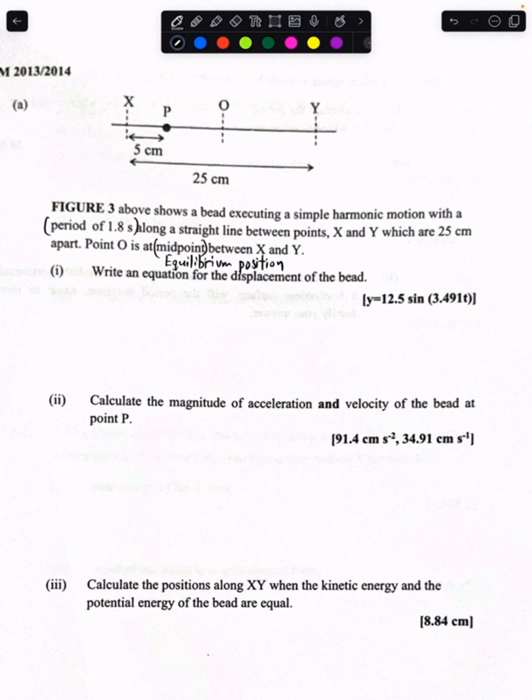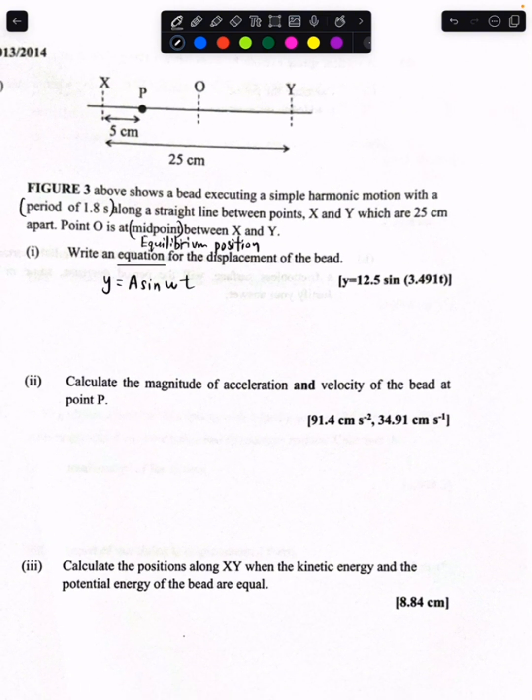Okay, so the first Roman question: write an equation for the displacement of the beam. When they want you to write the equation, we need to know the general formula first. For displacement, it's y equals a sine omega t. So now our goal is to find a, the amplitude, and also omega.